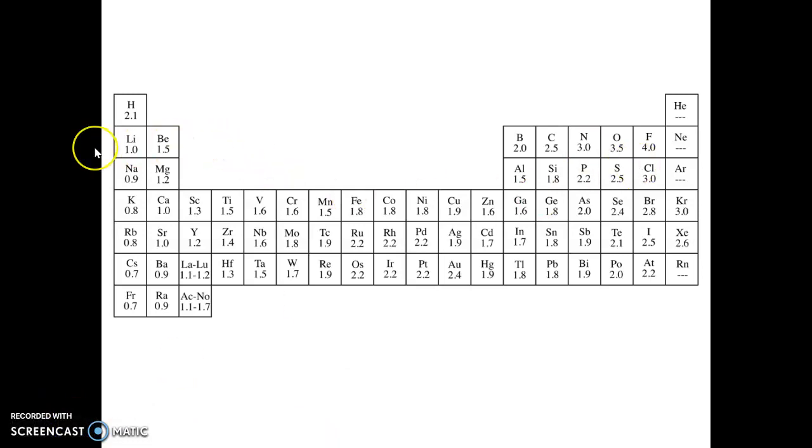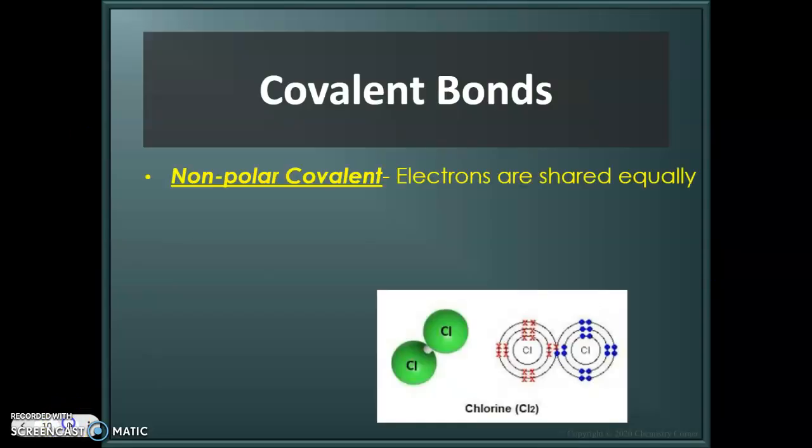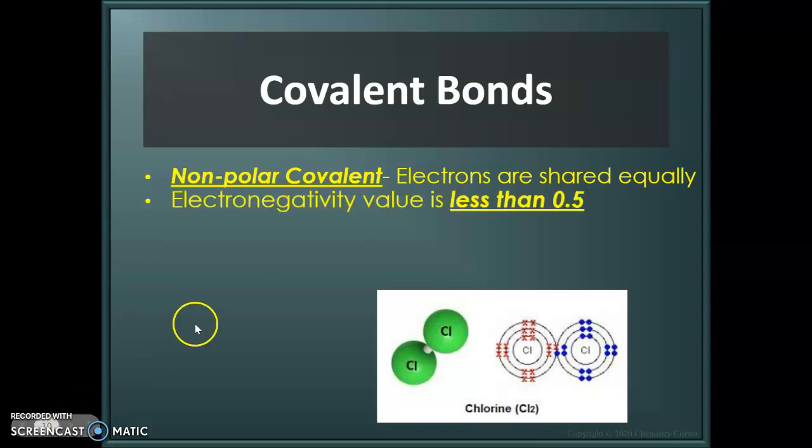So as we go from left to right, the electronegativities increase. Now let's figure out how we can calculate this to figure out if we have a nonpolar or a polar covalent. Those nonpolar covalent bonds, when the electrons are shared equally, will have an electronegativity difference less than 0.5. So what we have to do is use the Pauling table to determine the overall difference in electronegativities, and then that will tell us whether the molecule is covalent, nonpolar, or polar.